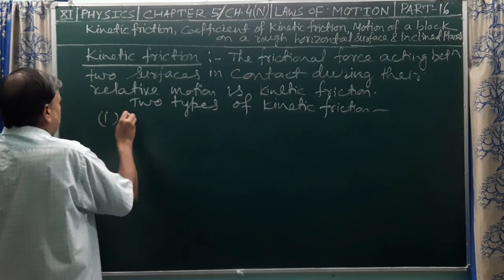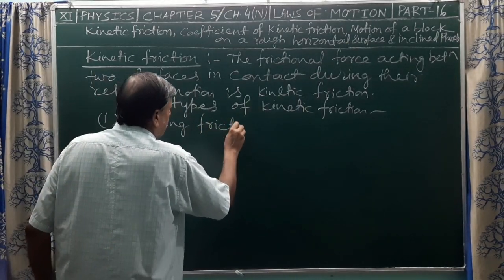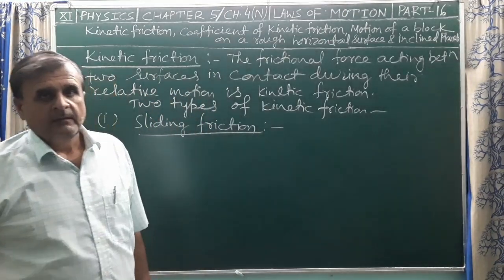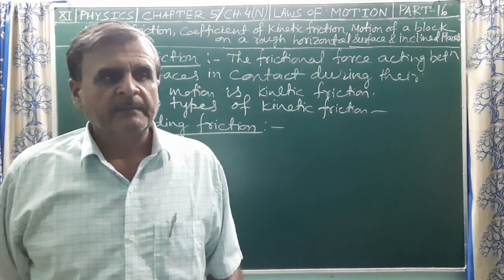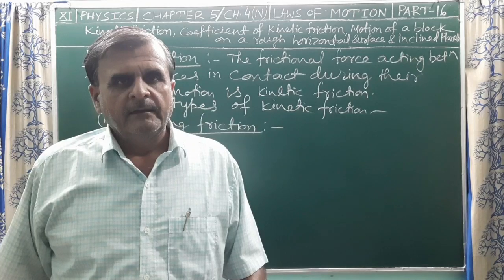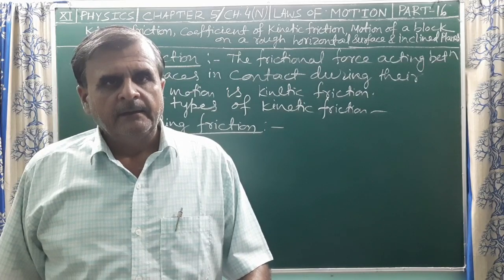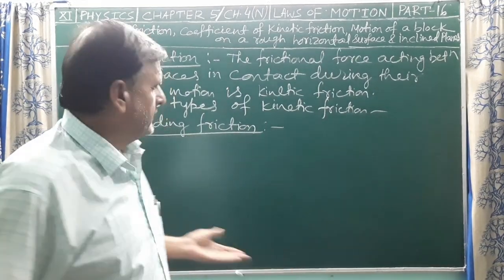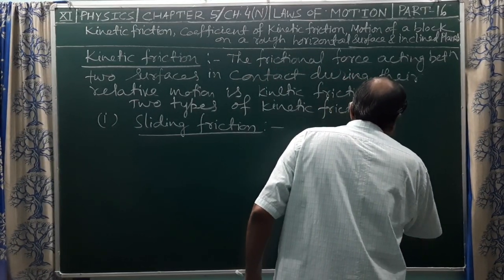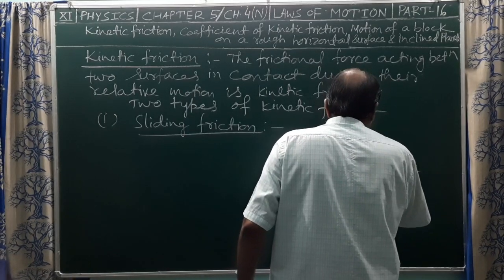First type of kinetic friction is sliding friction, and it is the friction or frictional force acting between the contact surfaces of two blocks when one body slides over the surface of another body. The frictional force coming into play in this situation is called sliding friction.